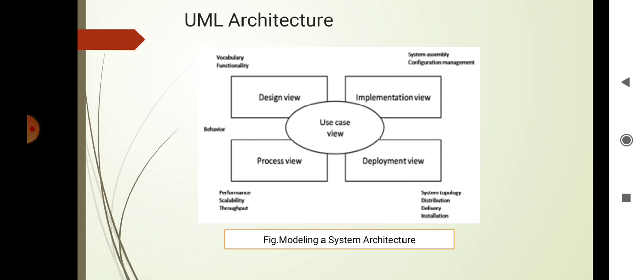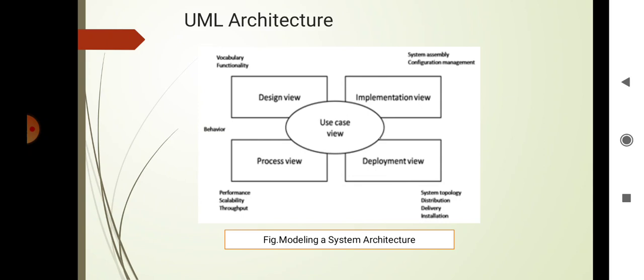There are four types of views described here. First is the design view, second is the implementation view, then the deployment view, the process view and the use case view. In this figure we have to make significant decisions about the organization of the software system, the selection of structural elements and their interfaces by which the system is composed, and their behavior as specified in the collaboration among the elements.